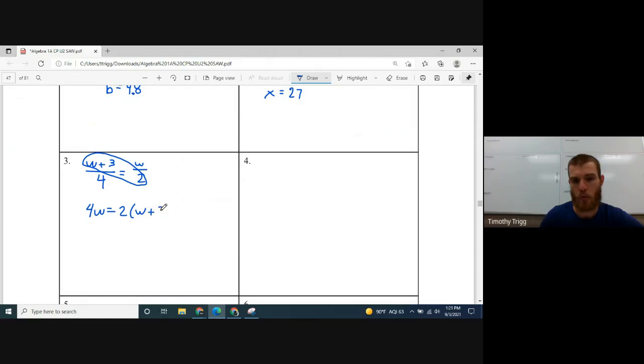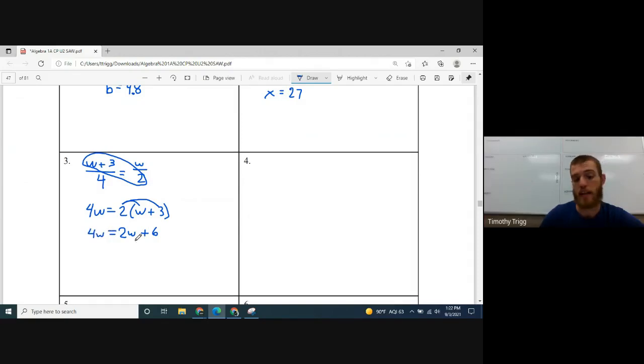This is another way we can show multiplication: putting a number in front of parentheses like that. This means 2 times w plus 3. So now we can distribute the 2 to both terms in here: 2 times the w and then 2 times the 3. That's going to be 2w plus 6. And on the other side, we still have 4w.